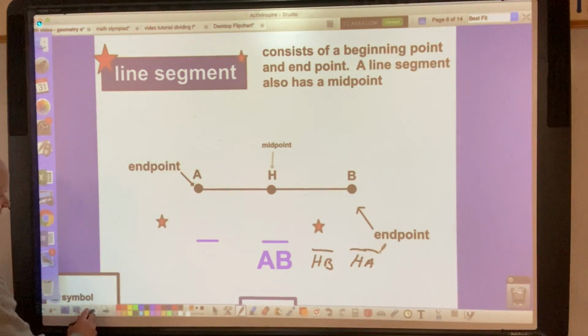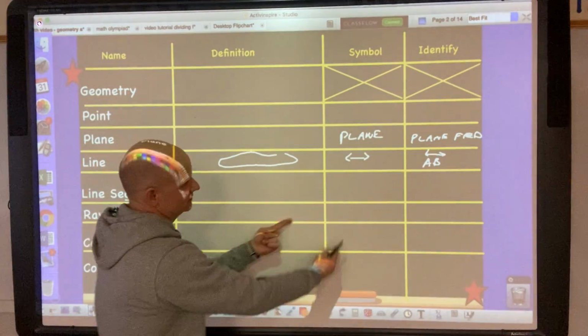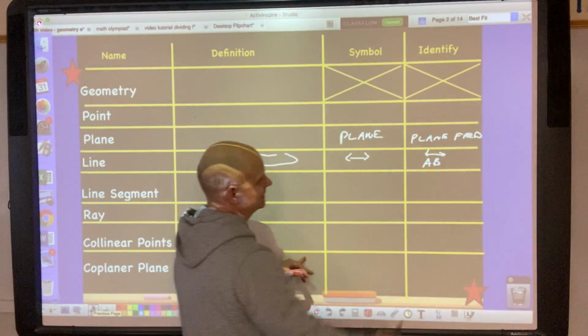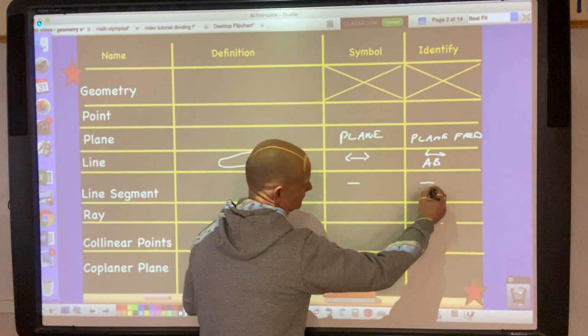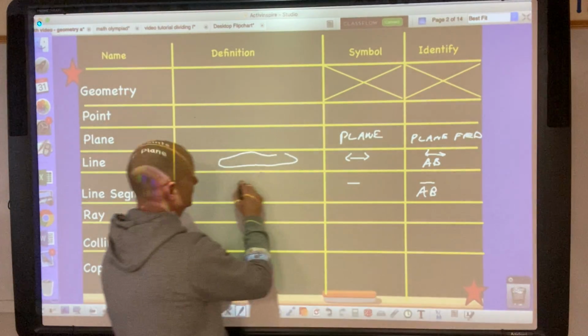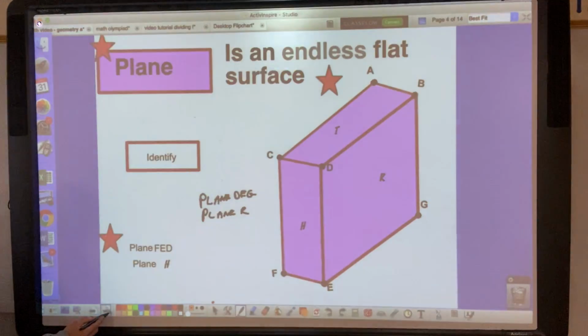And that midpoint's the half mark between the 2 endpoints. Okay, so again, go back to your video to the very first page and just fill that information in: the symbol, how do you identify it? You guys should say, well, the symbol's just a little dash, you always identify with 2 points, and then give your definition. We're almost done.